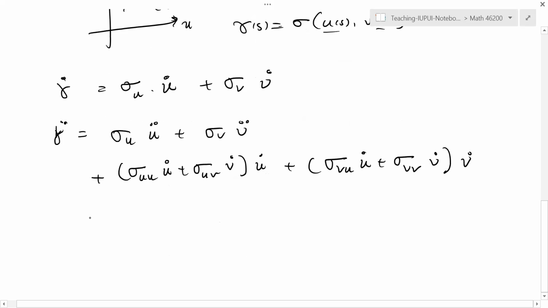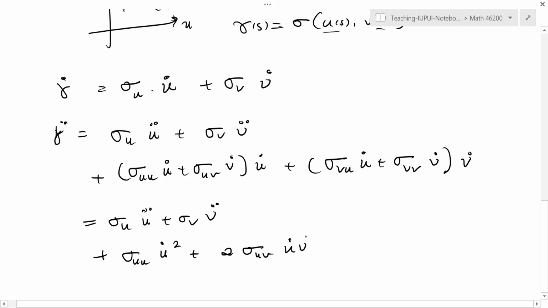So I can write this a different way. This is going to be sigma uu u dot squared, twice sigma uv u dot v dot, because that's 2, and sigma vv v dot squared. That's pretty good.